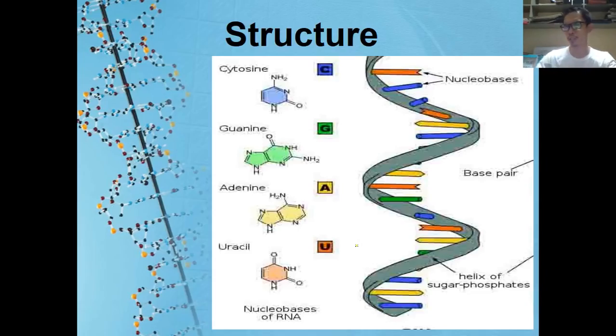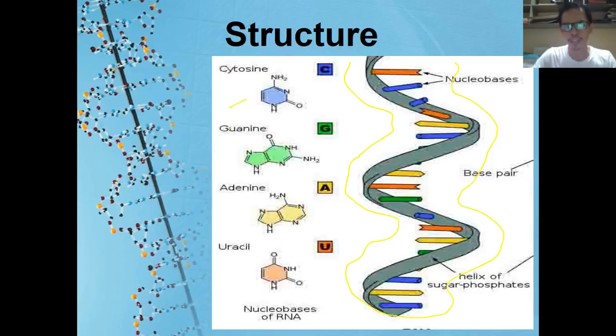Alright, so this is the structure of the RNA. As you can see here, there's some sort of familiarity in terms of the structure of the RNA. It is a single-stranded molecule, and it is made up of the same components the way your DNA is made up. Alright, so what do we have right here? We have cytosine.